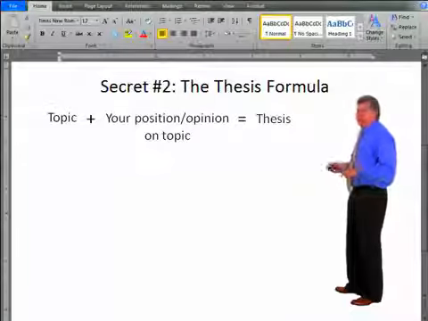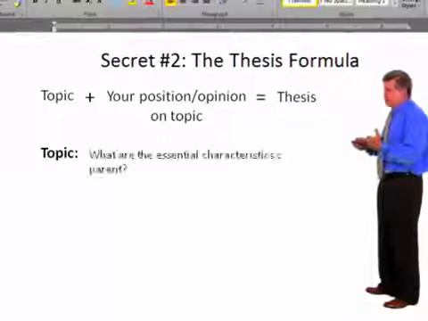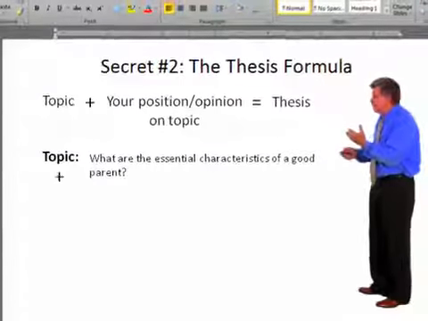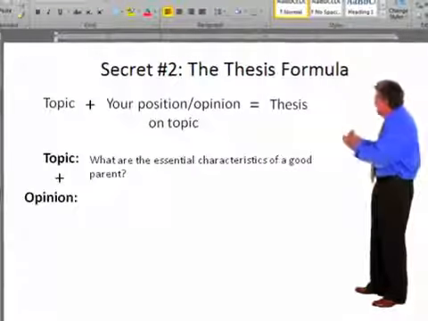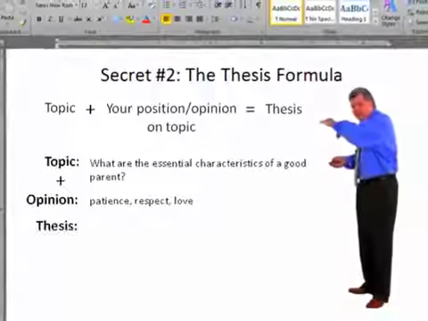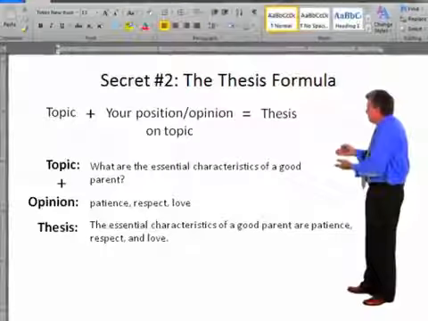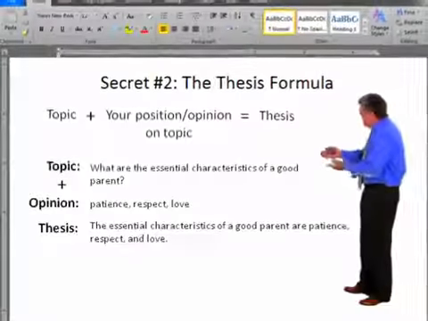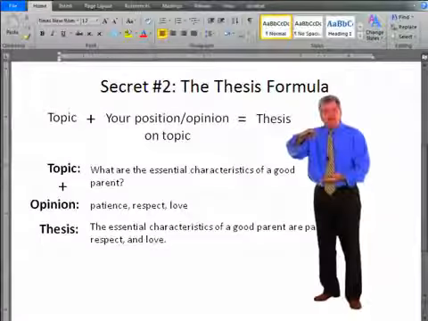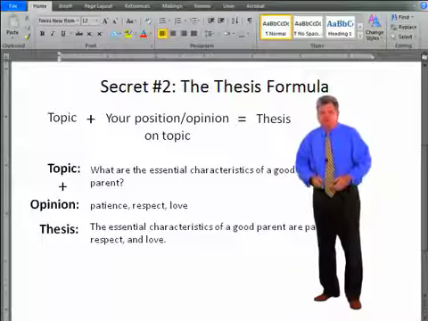Let's take an example. Let's take a topic we've already used. What are the essential characteristics of a good parent? There's our topic. We know our opinion on that topic. It was patience, respect, and love. All you have to do is add those two things together and you get your thesis. The essential characteristics of a good parent are patience, respect, and love. You see how simple it is? Add together the words of the topic with the words of your opinion equals your thesis statement.